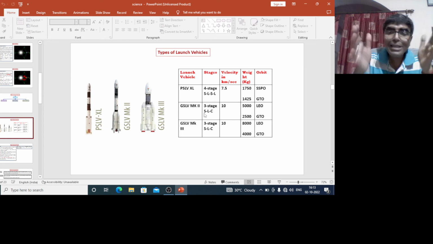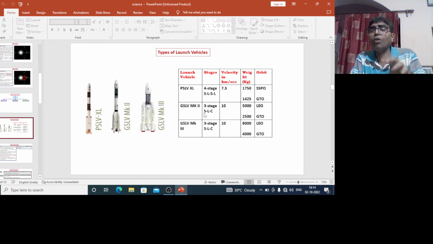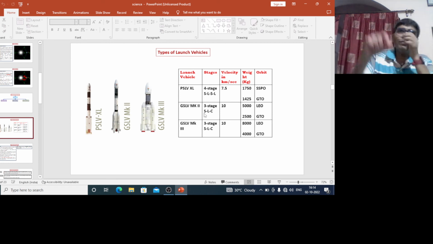The GSLV also goes in the orbits of LEO and GTO. This GSLV will be the recent launch vehicle for our Gaganyaan mission. That means humans will also be going in the low Earth orbit, where they will be staying for 7 days. So this launch vehicle will take that.